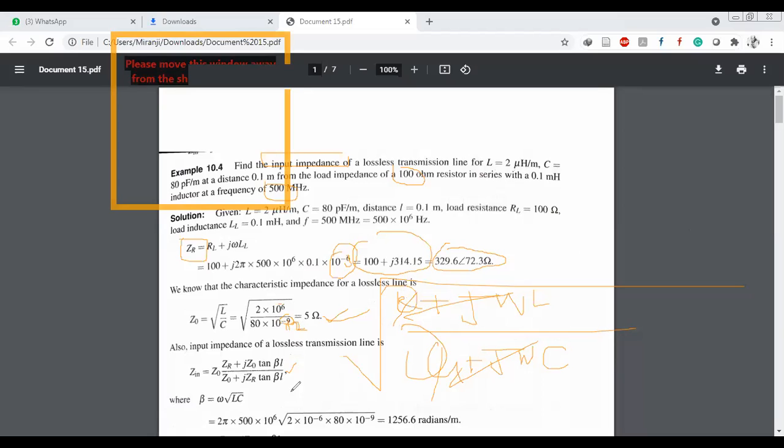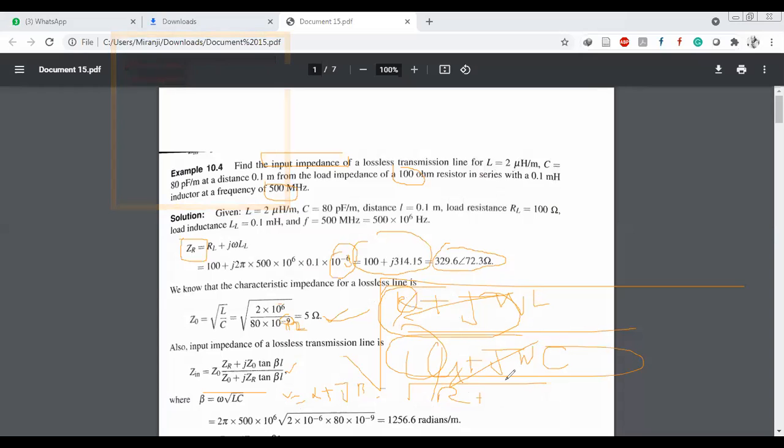Beta equal to omega root LC. This is also derived from gamma equal to alpha plus j beta, right? Gamma equal to alpha plus j beta equal to square root of (r plus j omega L) into (g plus j omega C). On multiplying, simplifying, and equating real and imaginary terms, on equating the imaginary terms we get beta equal to omega root LC. Why? Because there are no r and g components.